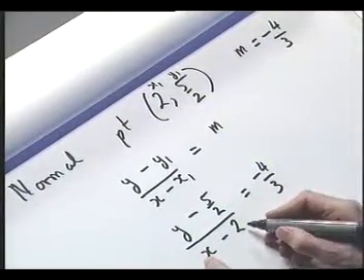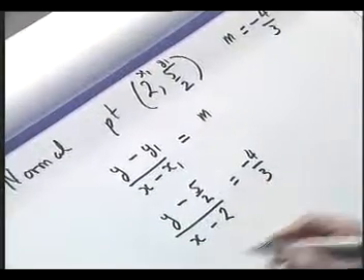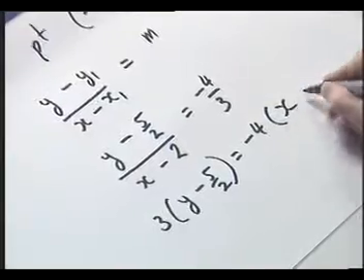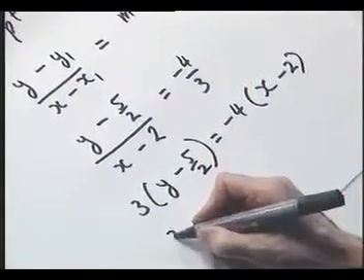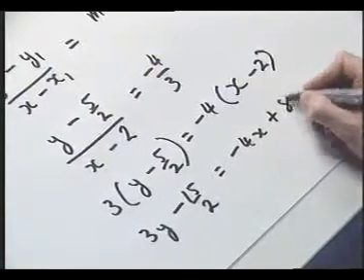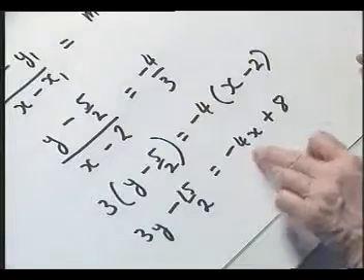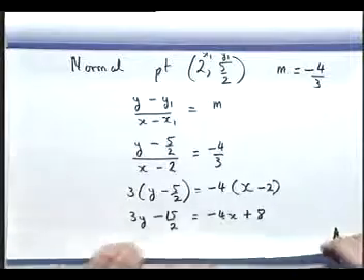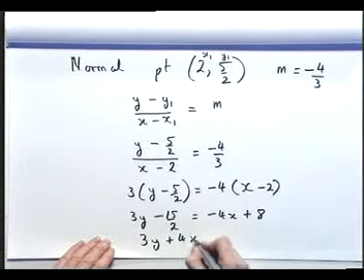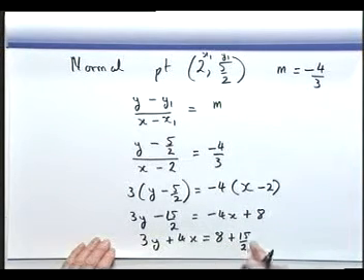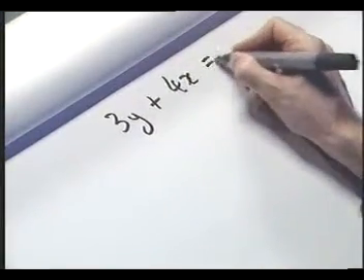Let's multiply up by x minus 2 and by 3. So we have 3 times y minus 5 over 2 is equal to -4 times x minus 2. Multiply out the brackets. 3y minus 15 over 2 is equal to -4x plus 8. Now let's get things together. It's awkward having this -4x here, so we'll add 4x to each side, and we'll add 15 over 2 to each side. So we'll have 3y plus 4x is equal to 8 plus 15 over 2. Now 8 is 16 over 2, so here I'll have 31 over 2. So we'll have 3y plus 4x is 31 over 2.